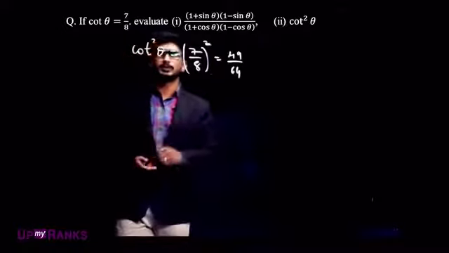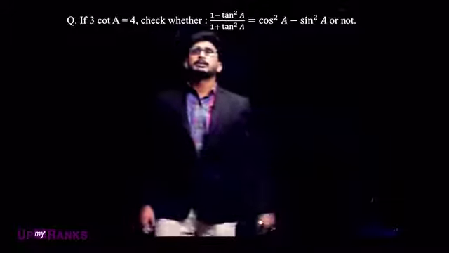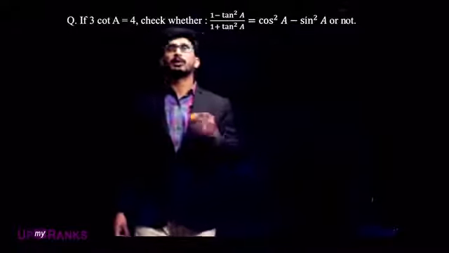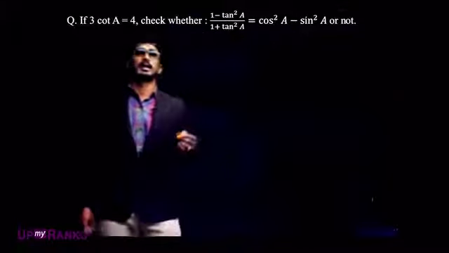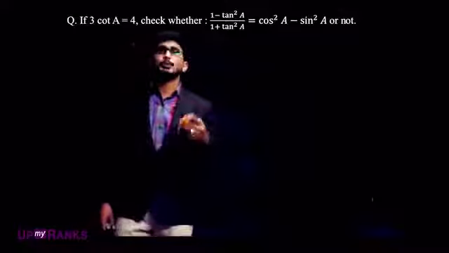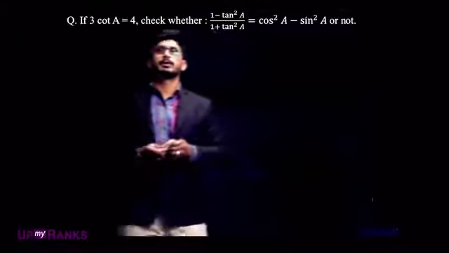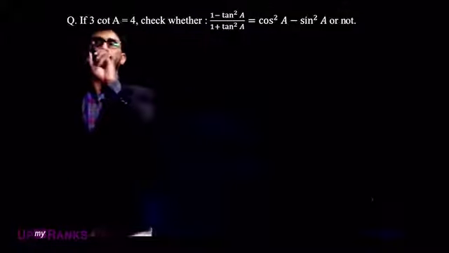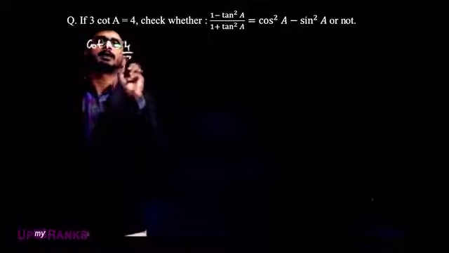Let's move on to the next question now. The next question is like this. If 3 cot A is equal to 4, check whether (1 minus tan square A) divided by (1 plus tan square A) is equal to cos square A minus sin square A or not. We have to check. How do we do this? Yes, children. So this is the equation what we have, wherein we have cot A is equal to 4 by 3.